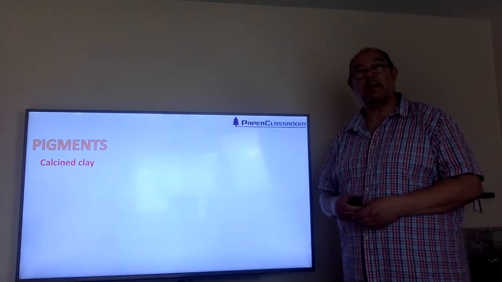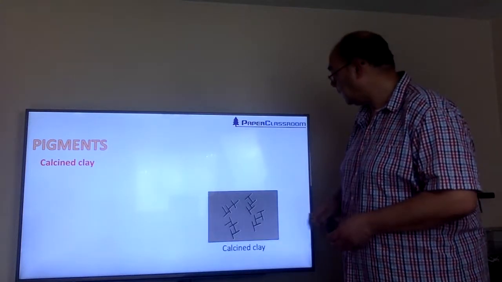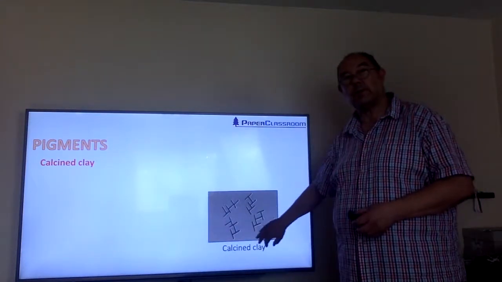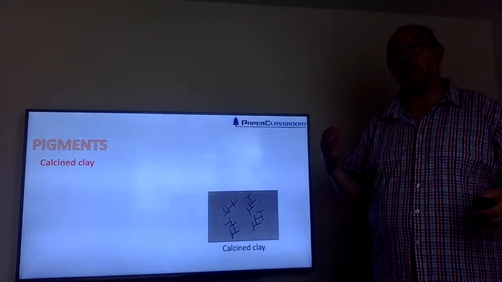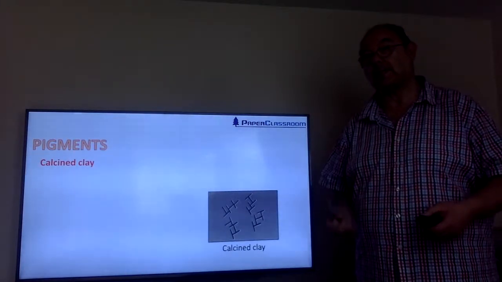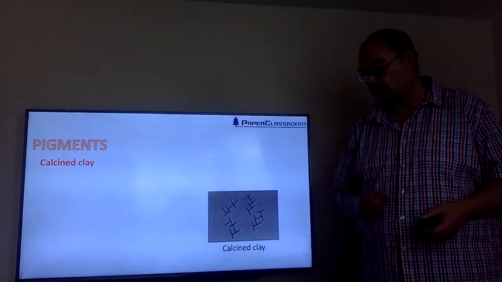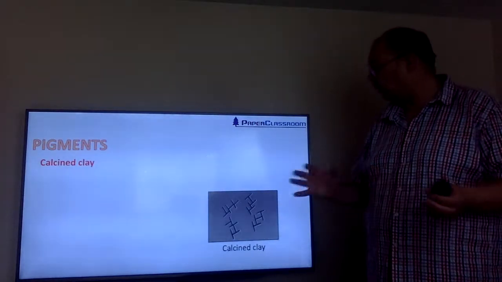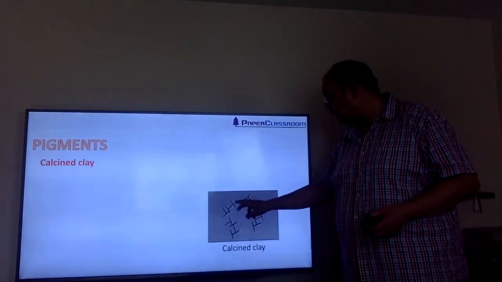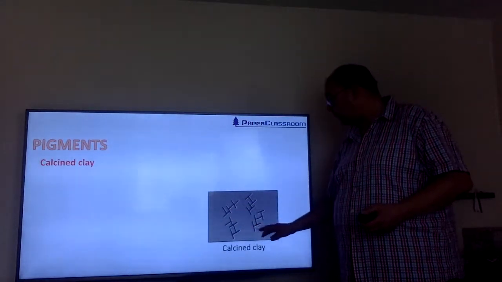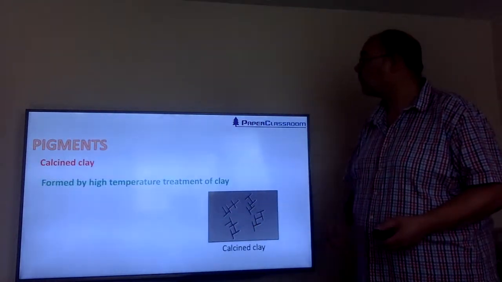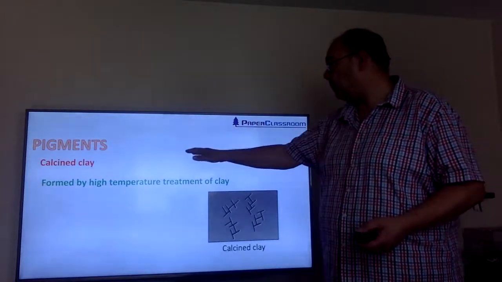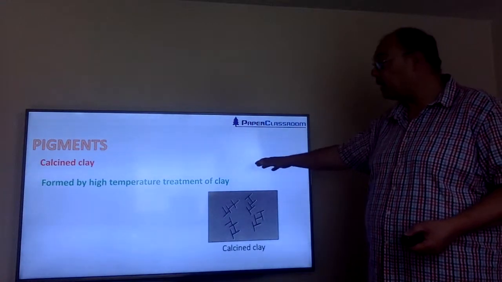There's another type of clay called calcined clay, and this is what calcined clay looks like. You essentially take an ordinary set of clay stacks and you subject them to very high heat in a rotary kiln, and they all fall apart and they fuse together to form these types of shapes. So, formed by the high temperature treatment of regular clay.